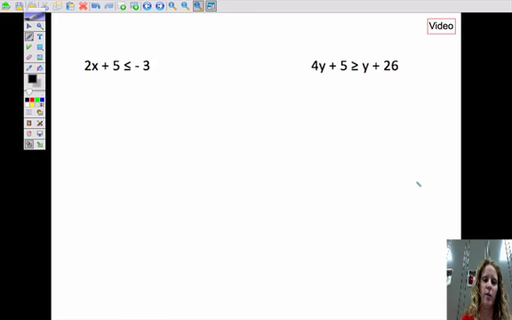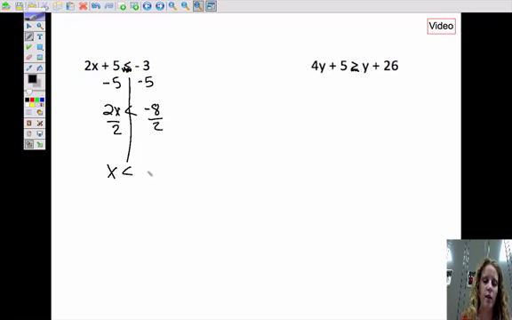All right, let's move on. I want you to X out these equal signs. I want to do just a greater than and just a less than for these two. So draw my line down, subtract 5 from both sides. I have 2x is greater than -8, divide by 2, divide by 2. X is greater than -4.